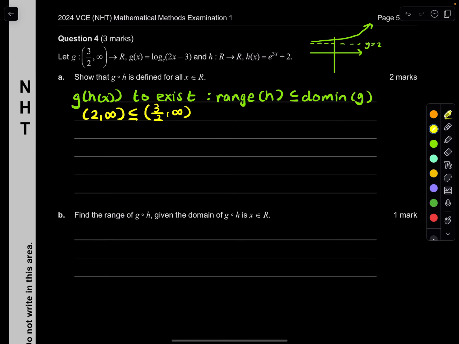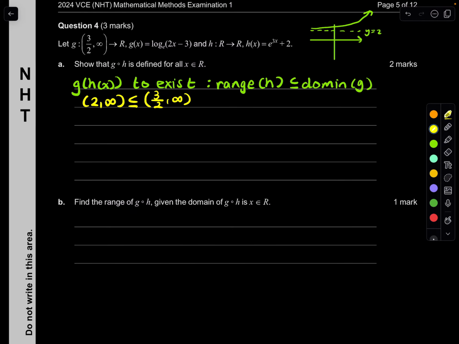Beautiful. So, is it a subset? Is 2 to infinity a subset of 3 over 2 to infinity? Well, just put them on a number line and see if it makes sense. For example, I'm going to make this one over here blue, and this one here red. And I'm going to draw a number line.